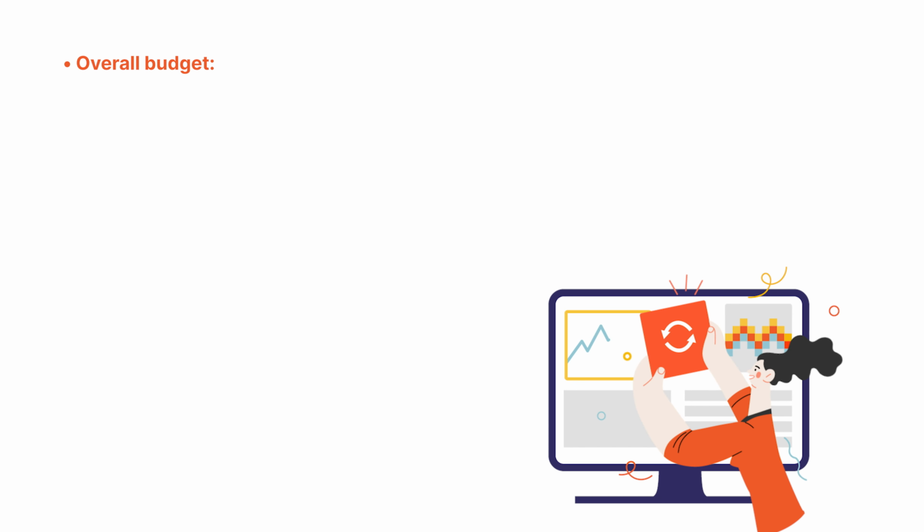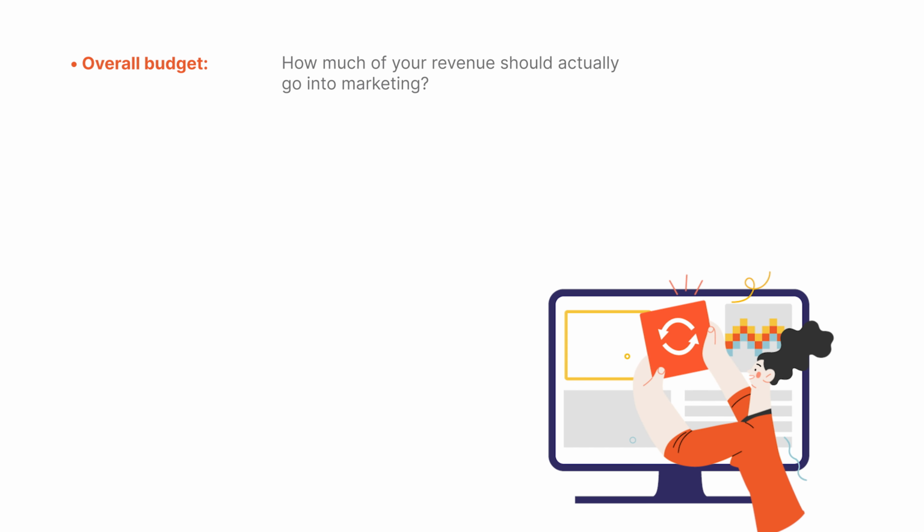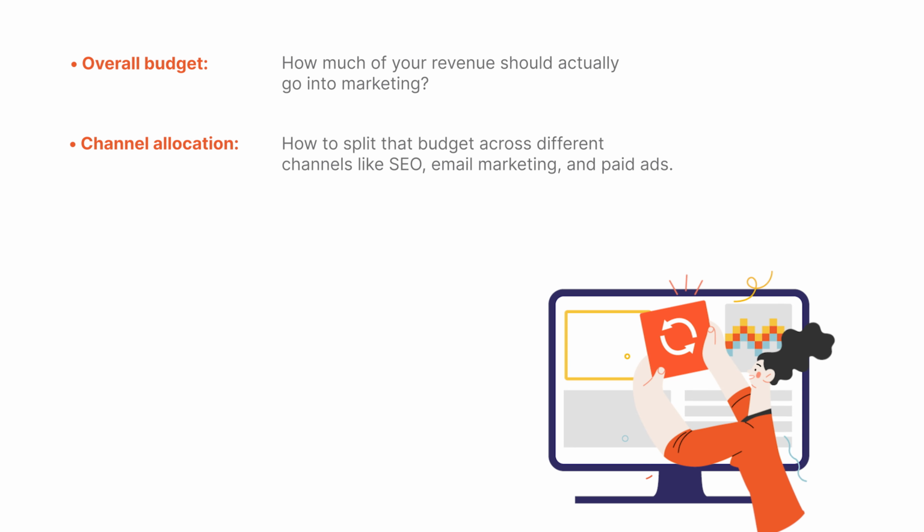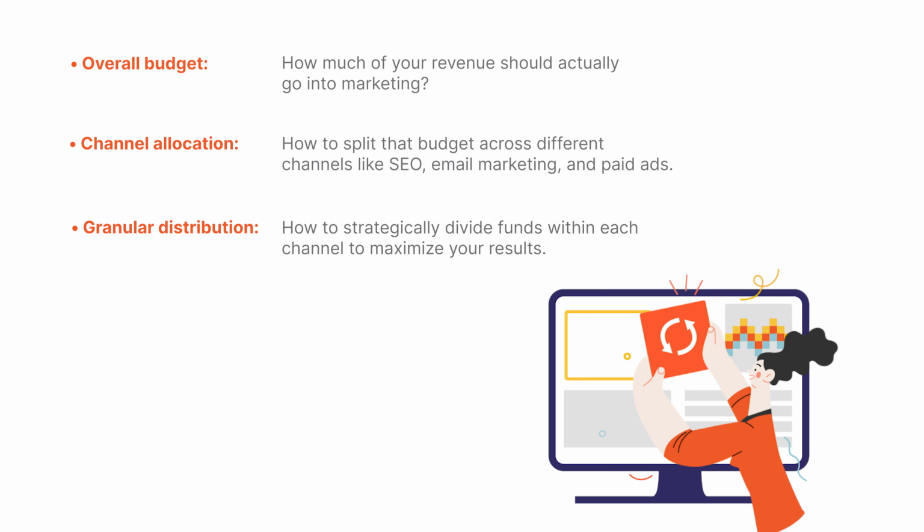1, you need to look at your overall budget. How much of your revenue should actually go into marketing? 2, channel allocation, how to split up that budget across the different channels like SEO and email and paid ads. And 3, the granular distribution, how to strategically divide funds within each channel to maximize your results. In this video, I'll guide you through the 3-tiered process so you can create a marketing budget that drives real results for your business. Let's get started.